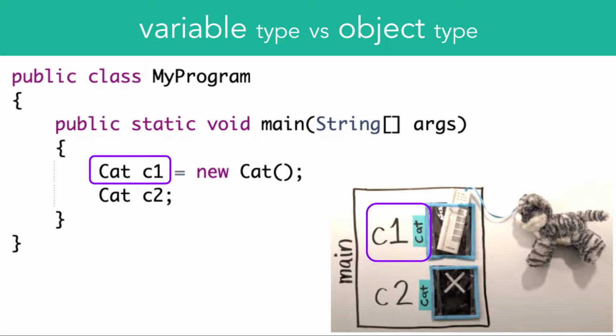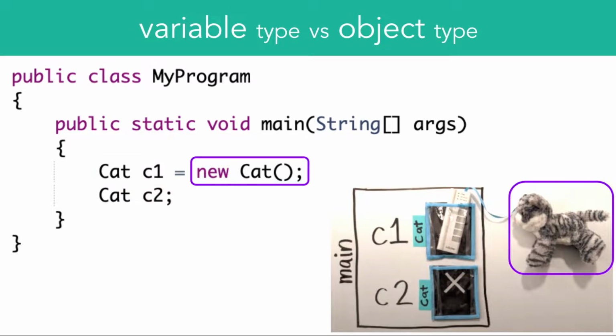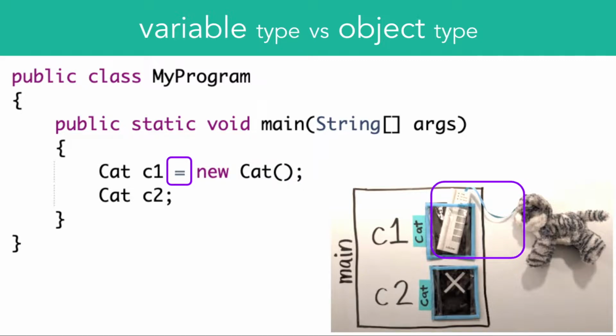First, I create a variable of type Cat and call it c1. Then, we call the Cat constructor, which creates an actual Cat object. Lastly, the assignment operator creates a reference to that newly created Cat object. It's like a little remote control with a ribbon attached to the cat.